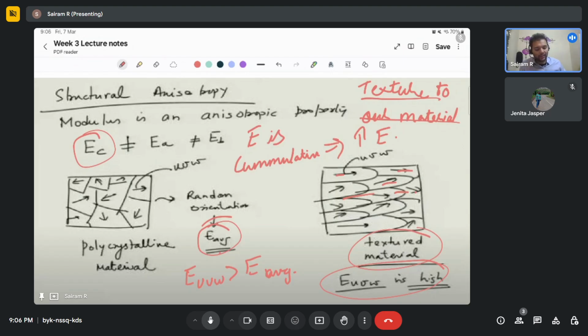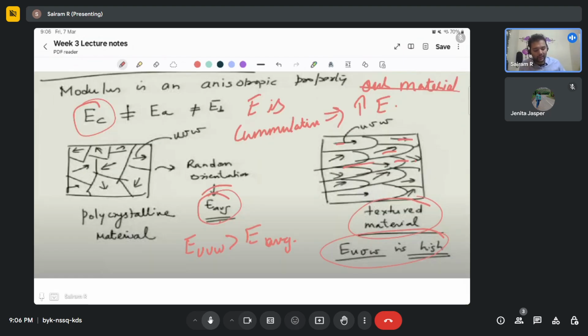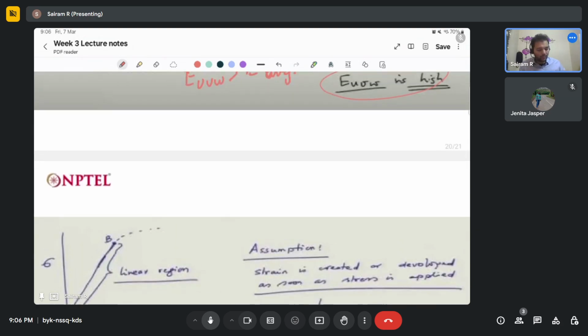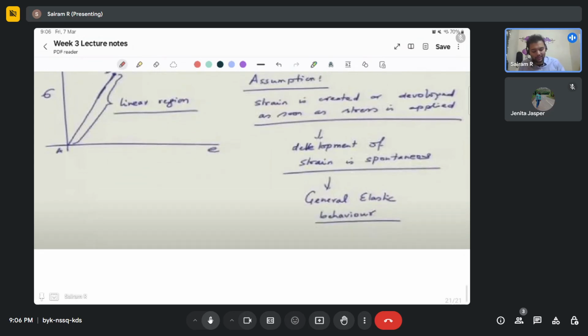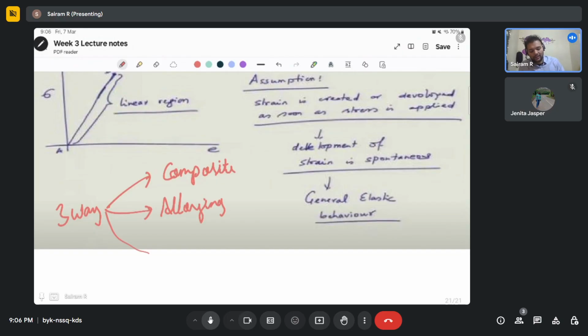We have seen the ways in which we can improve the overall elastic modulus. There are three ways of improving elastic modulus. One is composites, second is alloying, and third is texturing.